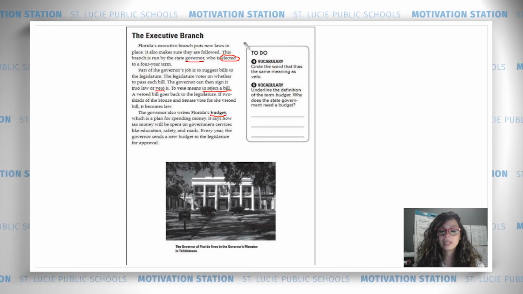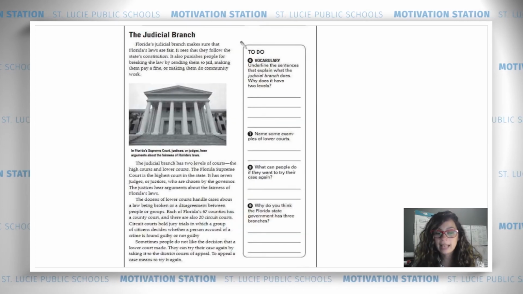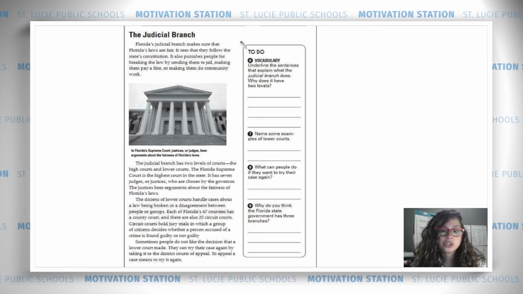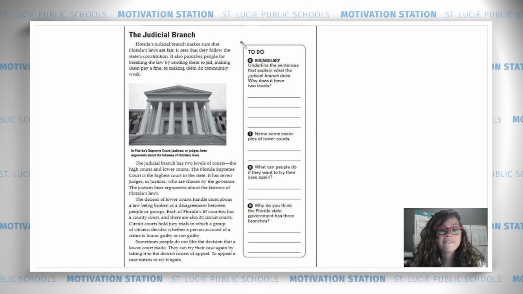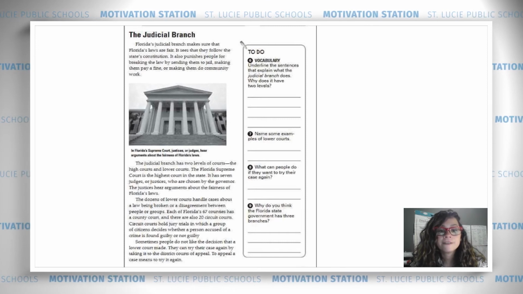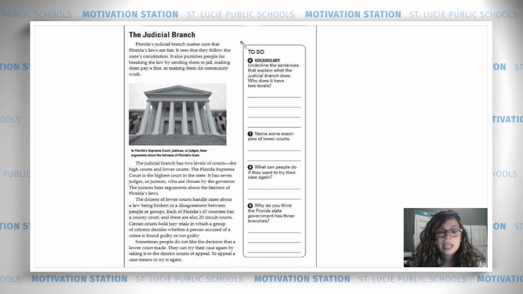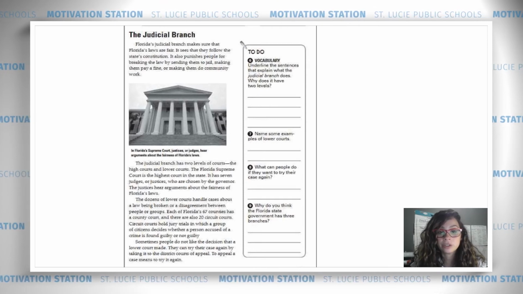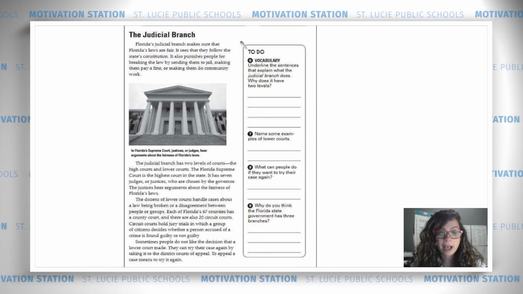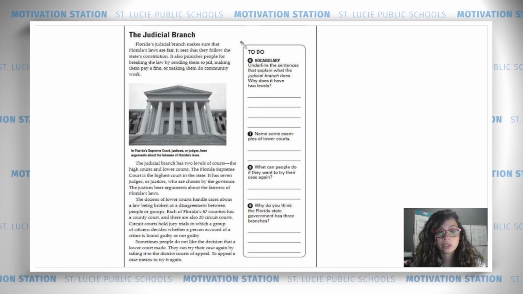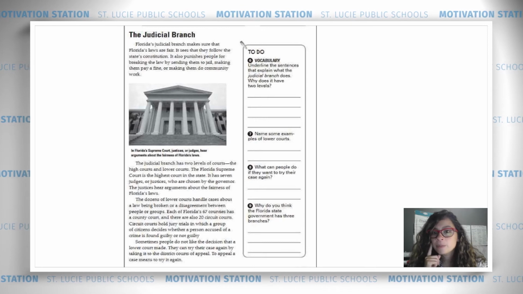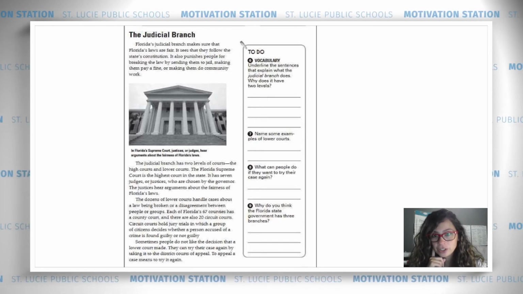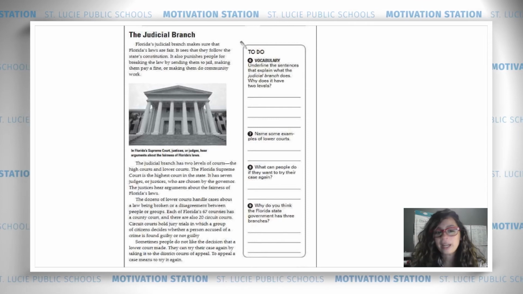Okay, let's continue. Our last branch, the judicial branch. Florida's judicial branch makes sure that Florida's laws are fair. It sees that they follow the state's constitution. It also punishes people for breaking the law by sending them to jail, making them pay a fine, or making them do community work. This sounds familiar. Who do you think is part of the judicial branch? Let's see if you're right.